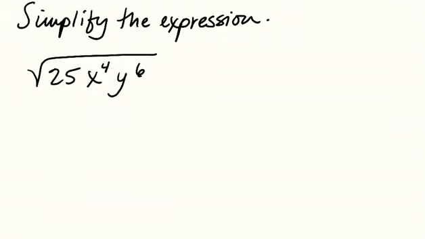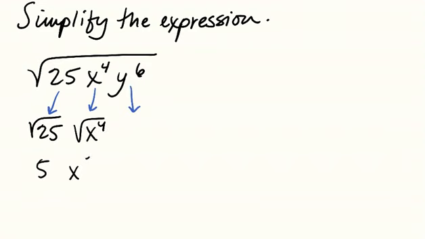Okay, with 25x to the 4y to the 6, again, I'll make that square root of 25, square root of x to the 4, square root of y to the 6. Okay, square root of 25, I know that's 5. Square root of x to the 4, half the power is x to the 2. And square root of y to the 6, half of 6 is y to the 3. Okay, so 5x squared y to the 3.